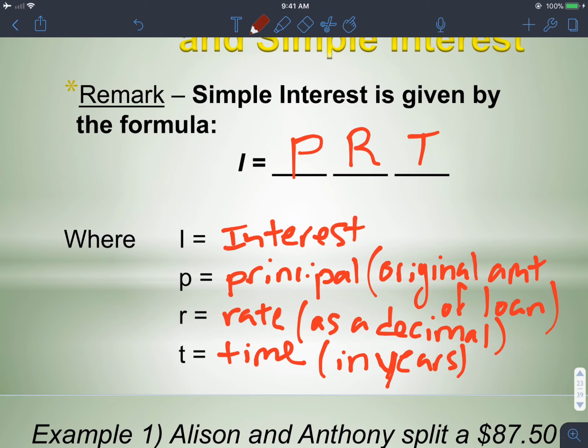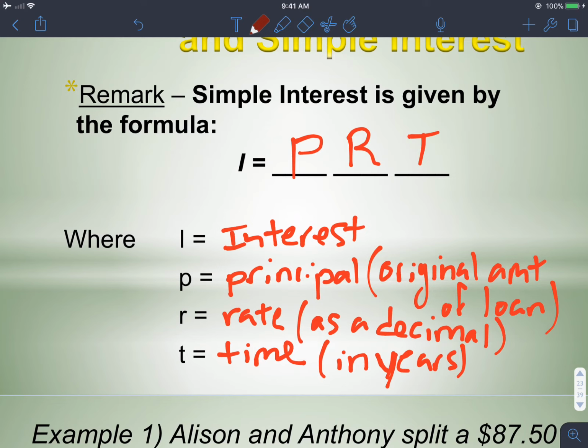It's important that we realize that interest is going to be in dollars, principal is going to be in dollars, but principal is the original amount of the loan. The interest rate is normally given to you as a percentage. So when you apply for a credit card or something like that, they tell you the APR is 14% or something like that. That would be the interest rate. But we always want to make it a decimal. So if the interest rate was 14%, you would be using 0.14 in your calculation.